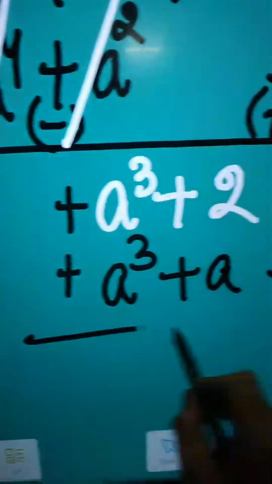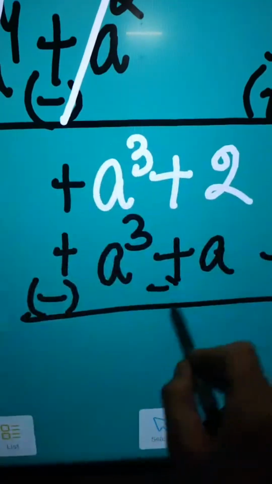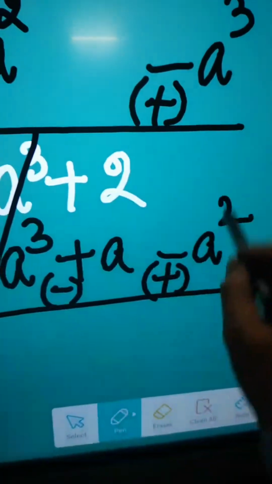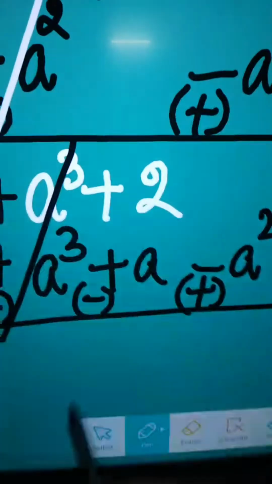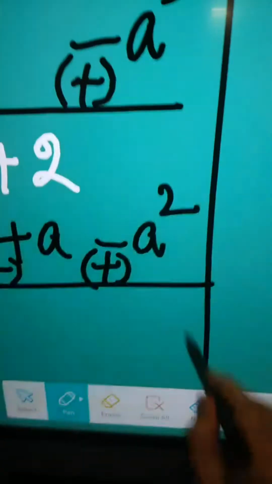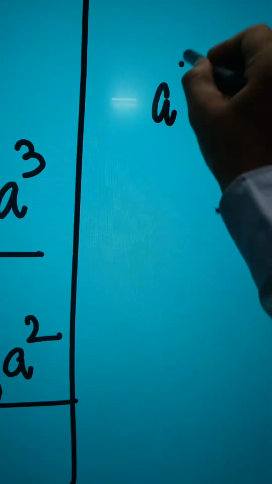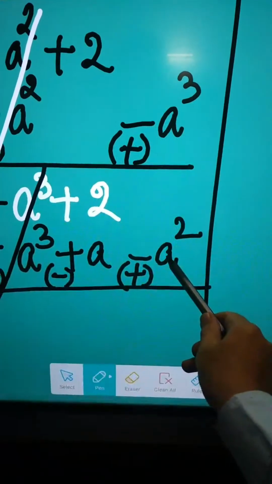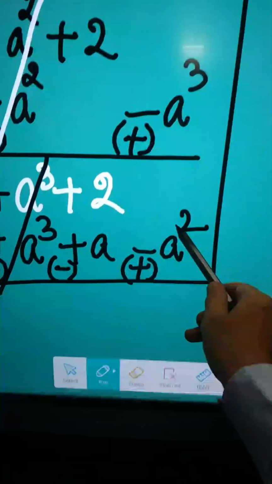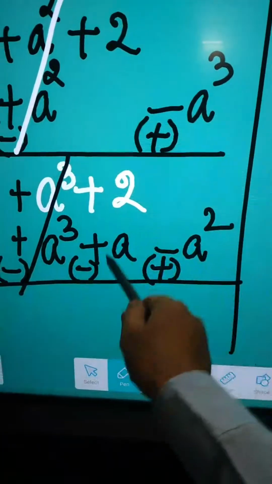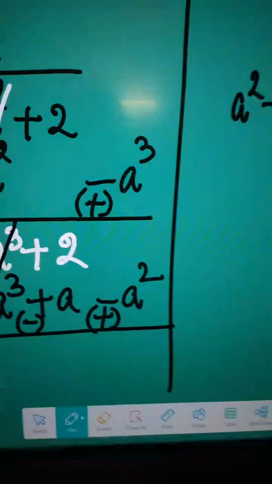Now subtract. Subtract means change the sign now. This sign will change. This will subtract. This cannot subtract. So now the terms will be written. Nothing is subtracting here, so I will write a² first. Now I am left with a², then minus a, and then plus 2. What did I do? First the highest degree variable, then the lower degree, and then the constant. So first a², then a, and then 2, with the same sign.